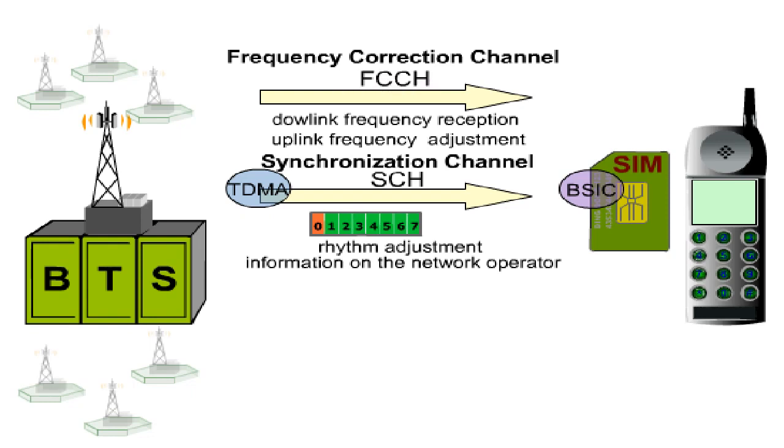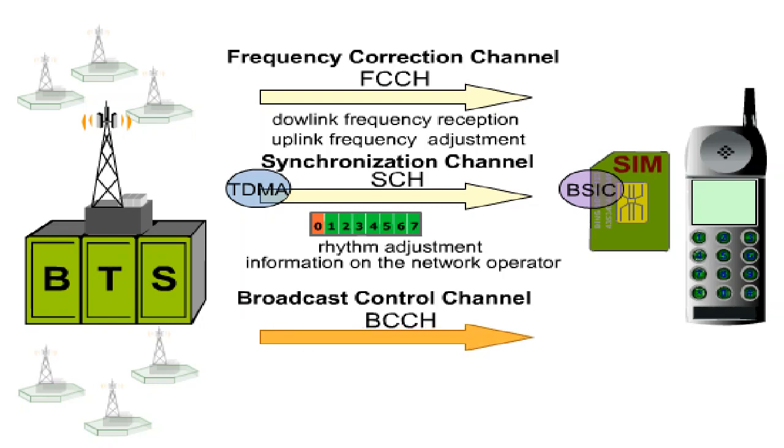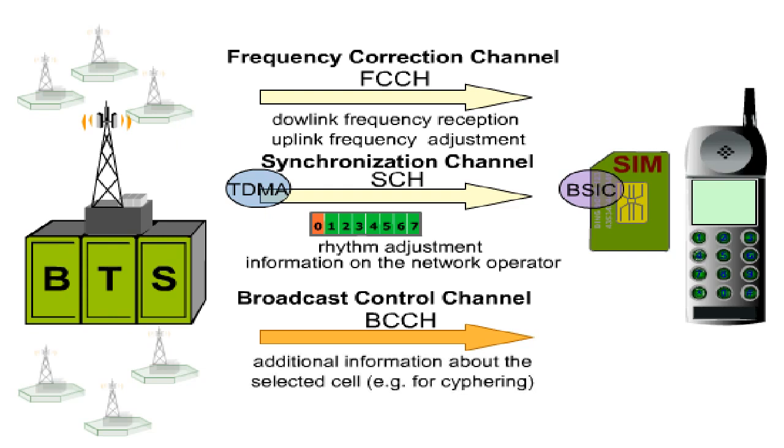While the mobile station uses the FCCH to adjust its frequency, and the SCH for synchronization and network identification, the broadcast control channel, BCCH, which is also sent by the BTS, supplies the mobile station with additional information about the selected cell, for example, for ciphering.